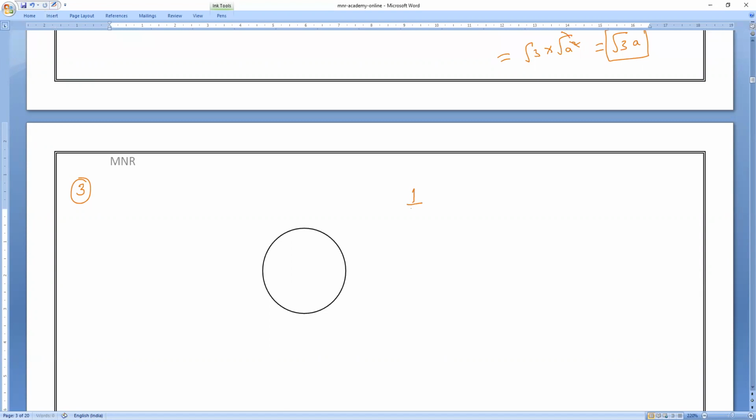Keep it in mind here. I have traveled 1/4 of the circle. Clear, everybody? 1/2 means what? For example, if I'm here, 1/2 means I will come here.